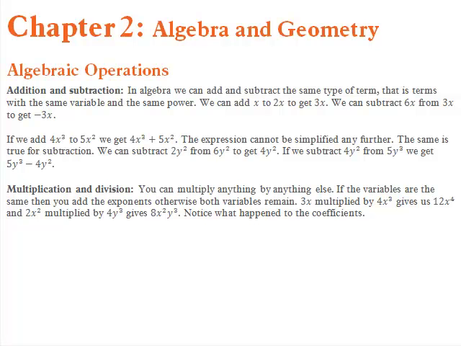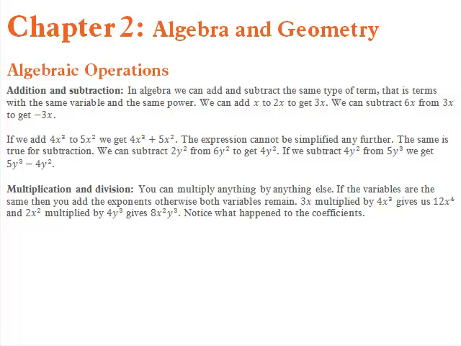When you multiply terms together, you multiply the coefficients together. If the variables are the same, you add the exponents, and if the variables are different, you can't do anything more. So 3x times 4x cubed gives us 12x to the fourth. 3x means 3x to the 1, and 4x cubed is obviously 4x cubed, so the 1 and the 3 add together to make 4. And if you multiply 4y cubed by 2x squared, you get 8x squared y cubed.